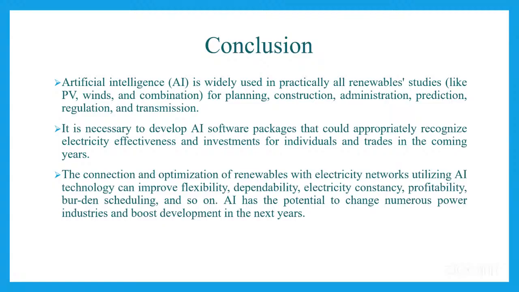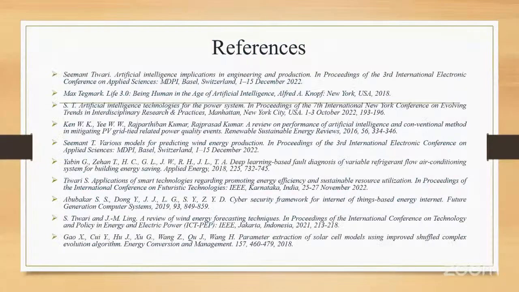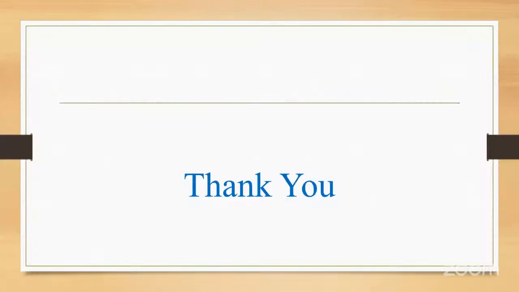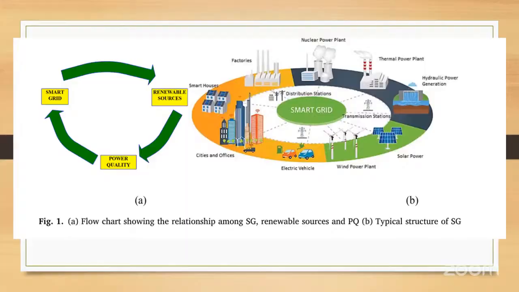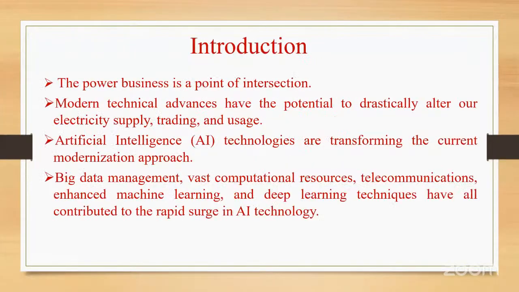And the connection and optimization of renewables with the electricity network utilizing AI technology can improve flexibility, dependability, electricity constancy, profitability, load scheduling, and so on. So AI has the potential to change numerous power industries and boost development in the next years. And these are all the references. This is a brief about today's topic.